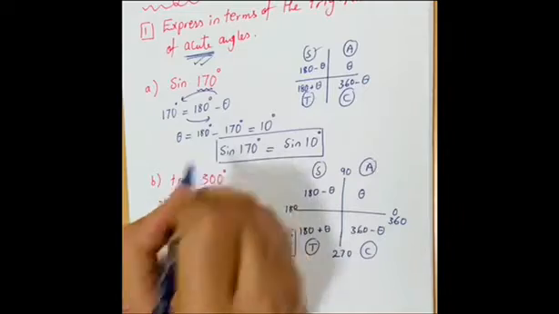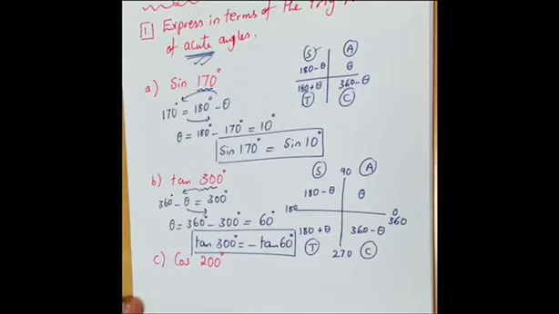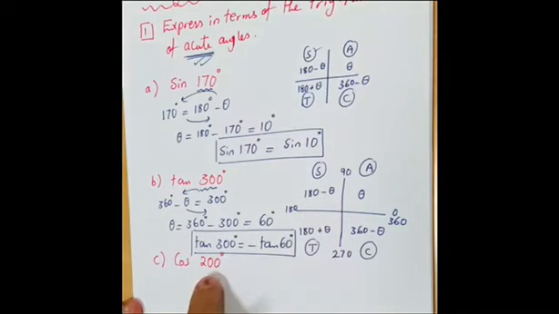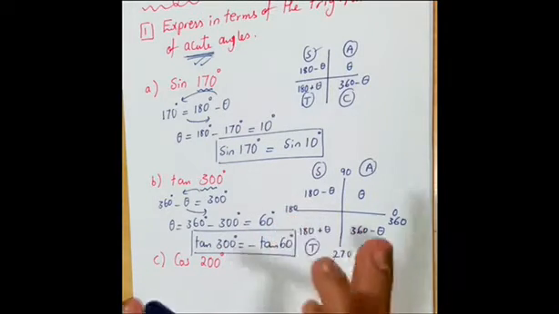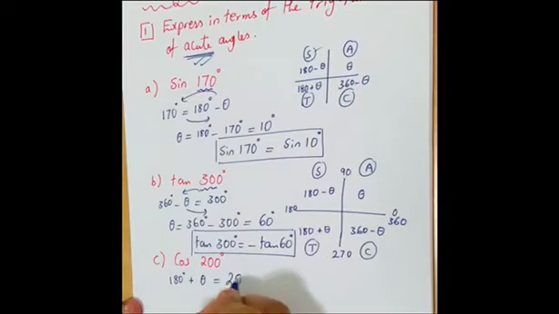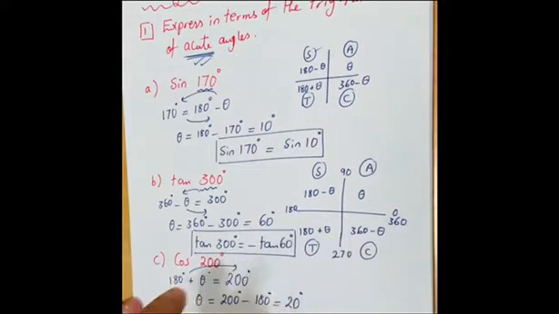Good. Now for cosine of 200. 200, it's in the second quadrant. No, it's not in the second, because 200 is more than 180. So it's in the third quadrant. So the expression is 180 plus theta equals 200. By interchanging the terms, you move 180 to the other side. So theta is 200 minus 180, which is equal to 20 degrees. So the equivalent angle in the first quadrant, which is the same as 200, is 20.